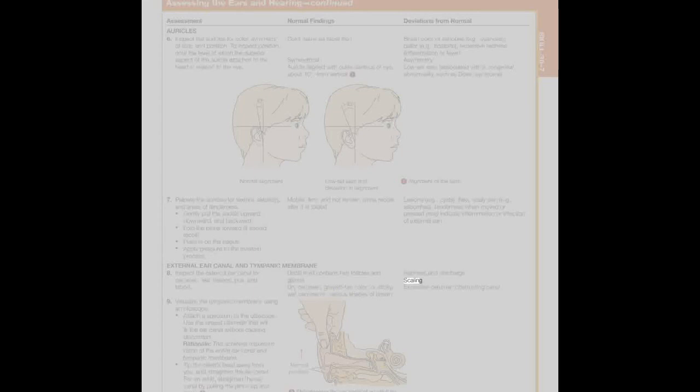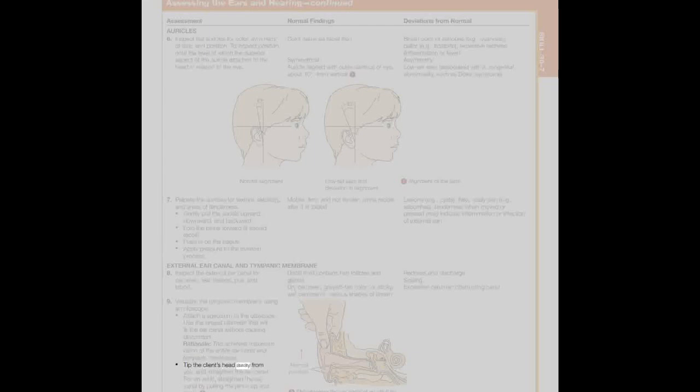Redness and discharge, scaling, excessive cerumen obstructing canal. 9. Visualize the tympanic membrane using an otoscope. Attach a speculum to the otoscope. Use the largest diameter that will fit the ear canal without causing discomfort. Rationale: this achieves maximum vision of the entire ear canal and tympanic membrane.